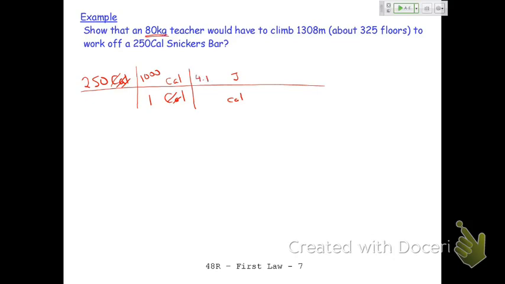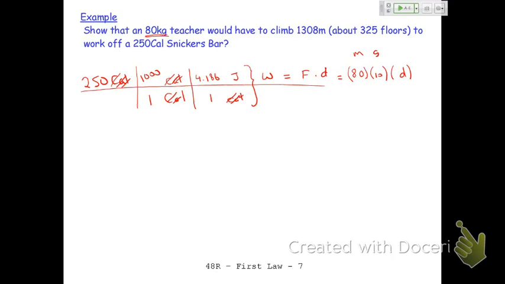So 4.186, and that's 1. So I got rid of that. So that's how much, and then that's my work. So that equals my work, which equals my force times my distance. So this is going to equal my force, where it's going to be 80, that's my mass, mg, times 10, times my distance.